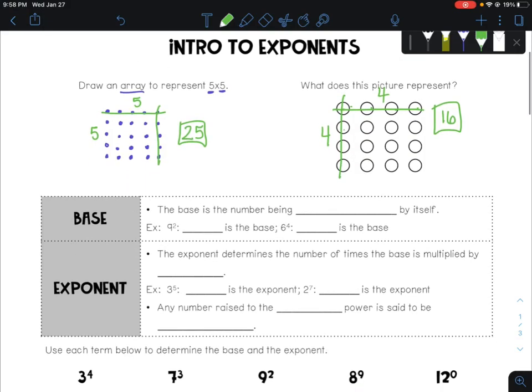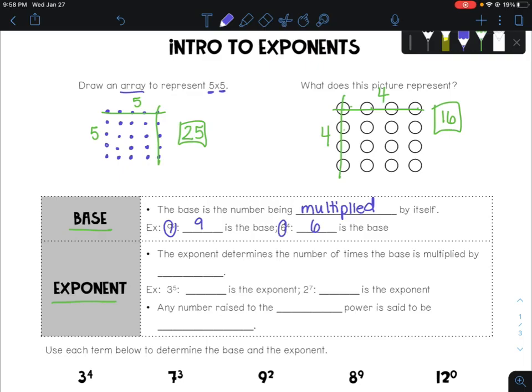Okay, so exponents have two parts. They have a base and then the actual exponent itself. So anytime you use an exponent, you have a base and it is raised to the exponent. So there are two parts in every exponent-related expression, okay? So the base is the number that's being multiplied by itself. What does that mean? Well, it means that if I say 9 to the second power, 9 is the base. If I say 6 to the fourth power, 6 is the base.